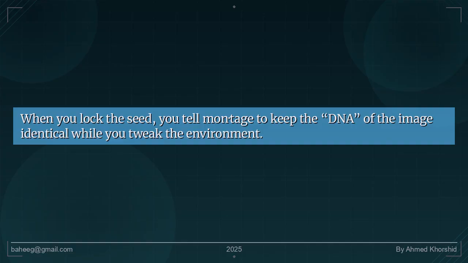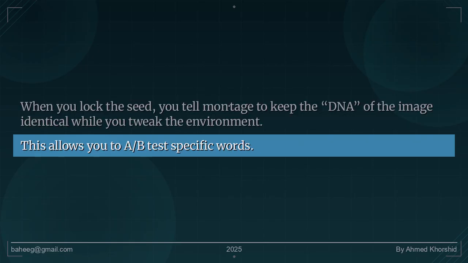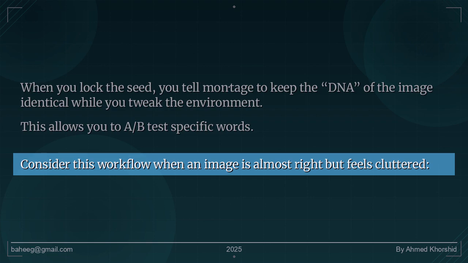When you lock the seed, you tell Midjourney to keep the DNA of the image identical while you tweak the environment. This allows you to A/B test specific words. Consider this workflow when an image is almost right but feels cluttered.